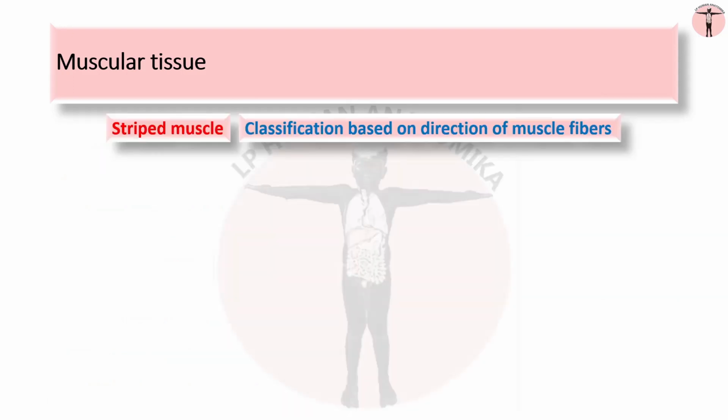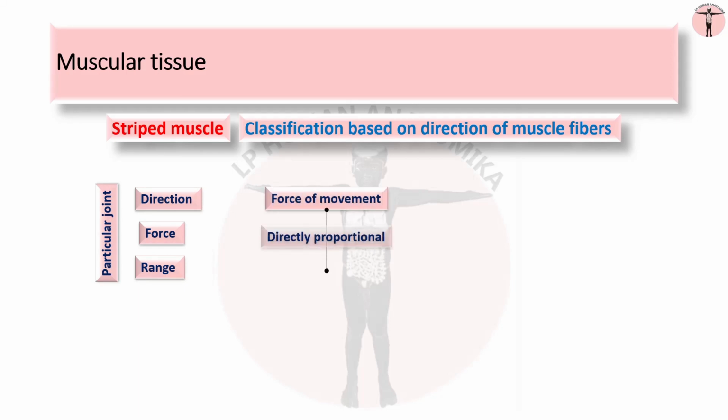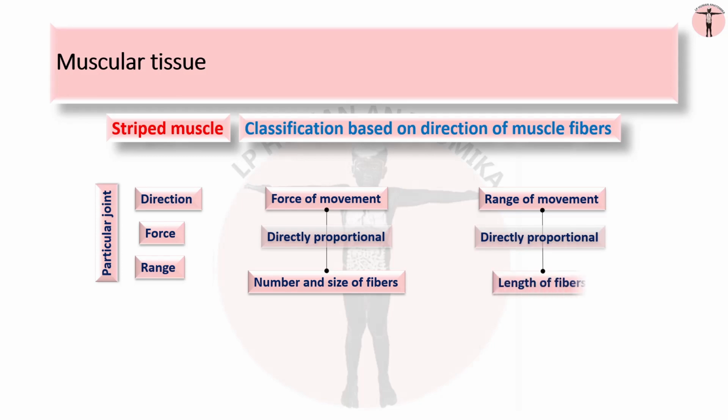The second classification is according to the direction of the muscle fibers or fascicular architecture. The arrangement of muscle fibers varies according to the direction, force, and range of habitual movement at a particular joint. The force of movement is directly proportional to the number and size of muscle fibers, and the range of movement is proportional to the length of fibers. The muscles may be subclassified into parallel, oblique, spiral, and cruciate in type.